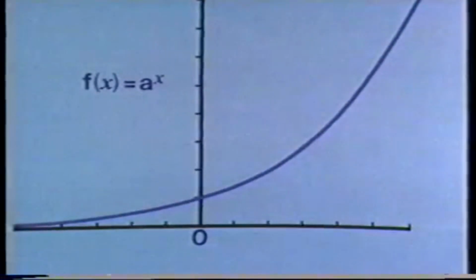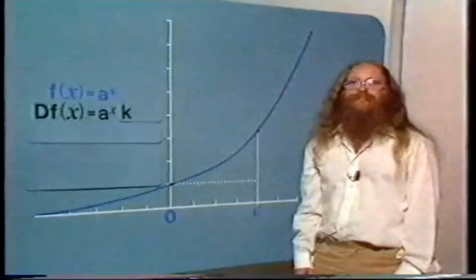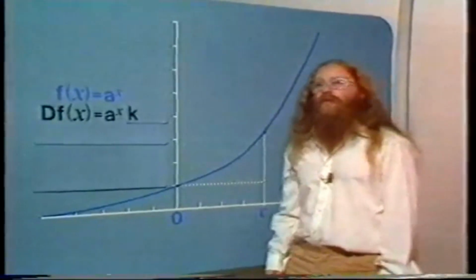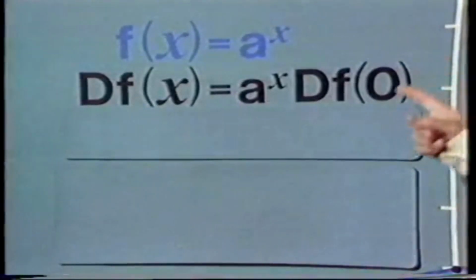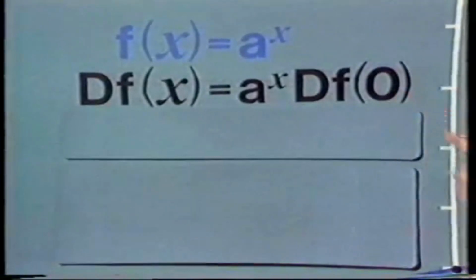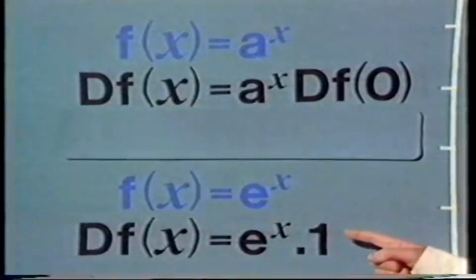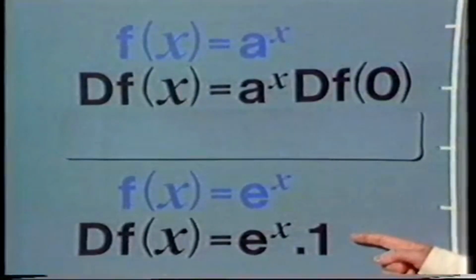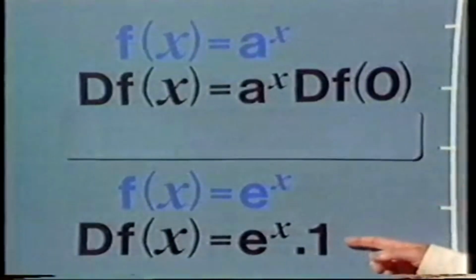And something else you may remember is that the derived function is just the original function times a constant. You may recall from the foundation course that the value of this constant k is just given by the value of the derivative at 0, and that when a is equal to e, the constant is just 1 because the tangent is at 45 degrees, and so the derived function for e to the x is just itself.